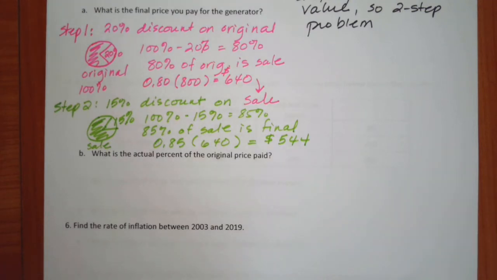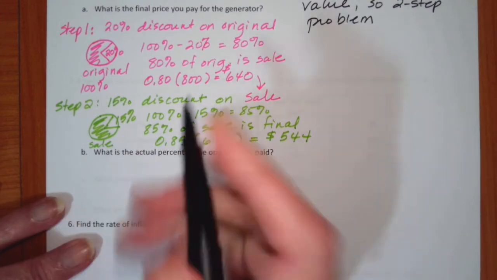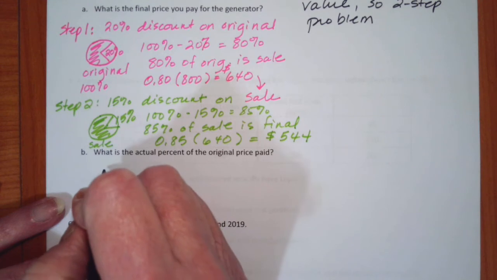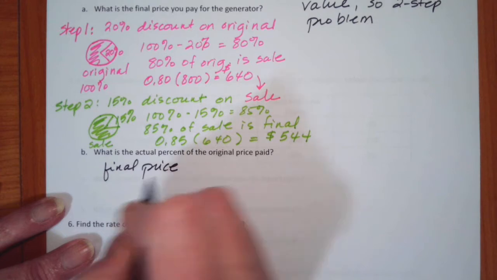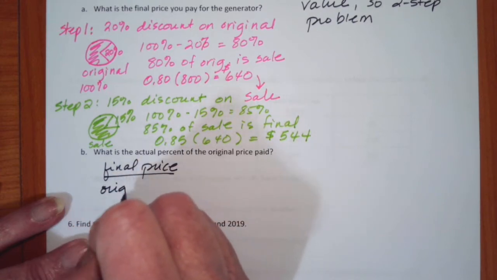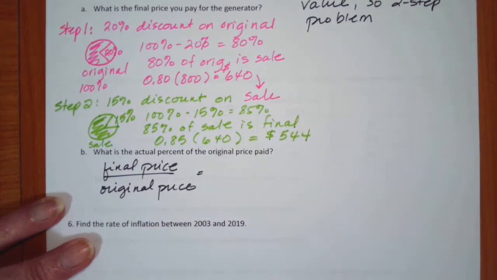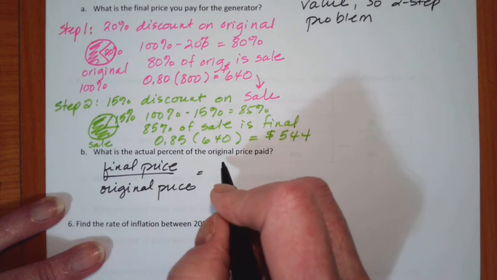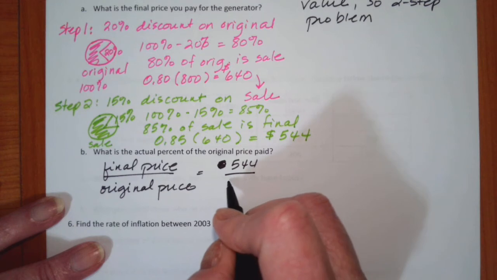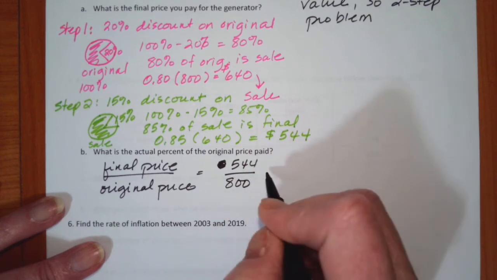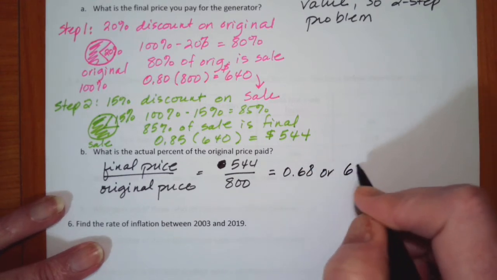Okay, so what is the actual percent of the original price? Well, remember, the percent can just be a fraction. So we're going to take the final price divided by the original price, which becomes 544 divided by 800, which is 0.68 or 68%.